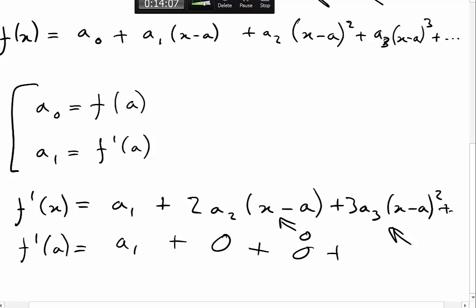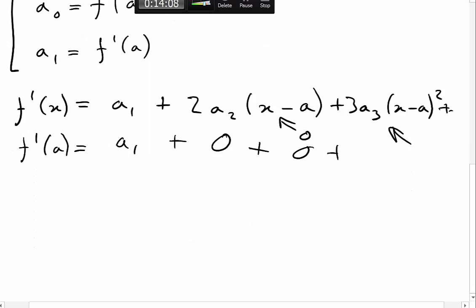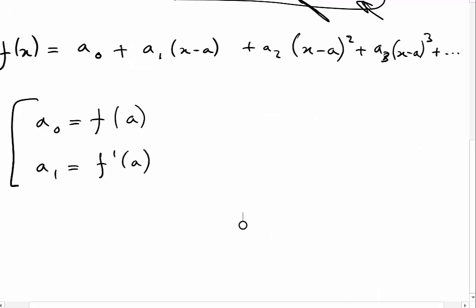Cool, okay. Now, what about a2? Maybe if I get rid of that actually. So what about an expression for a2? Well, what if I take the second derivative? Because if I take the first derivative, that disappears. So fairly obviously, if I take the second derivative, that disappears, and hopefully that should disappear as well.